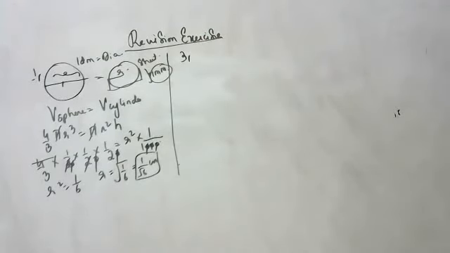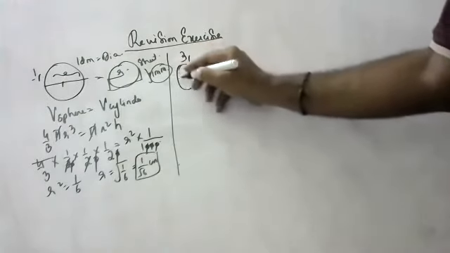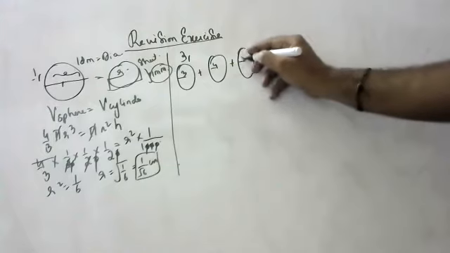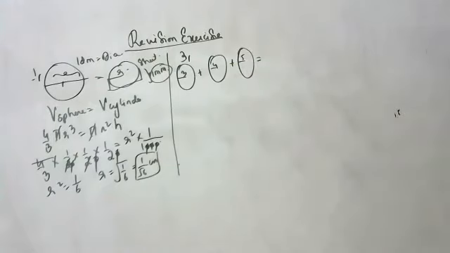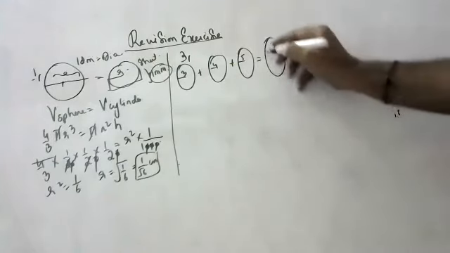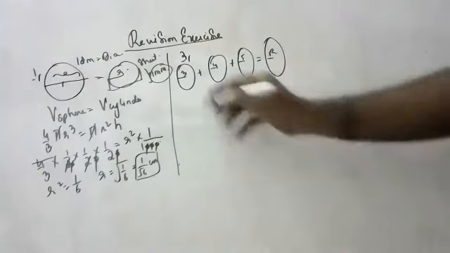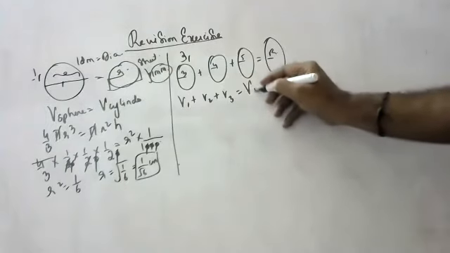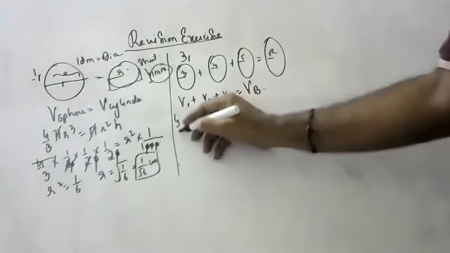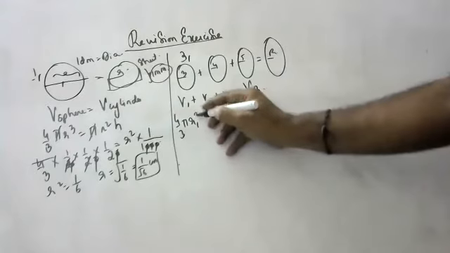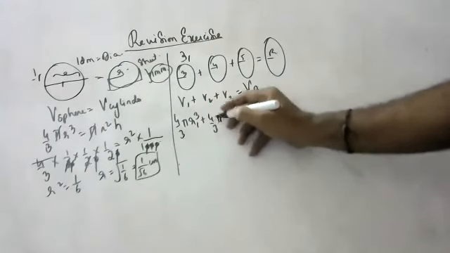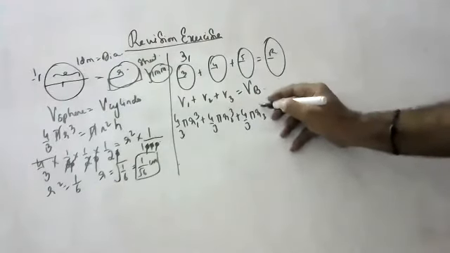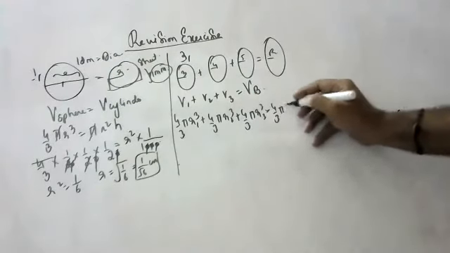Lahari, three solid spheres of radii 3, 4, 5 are melted and made into a big sphere. What is the radius of this sphere? Volume of first sphere plus volume of second sphere plus volume of third sphere is equal to volume of the big sphere. 4 by 3 pi r1 cube plus 4 by 3 pi r2 cube plus 4 by 3 pi r3 cube is equal to 4 by 3 pi big R cube.